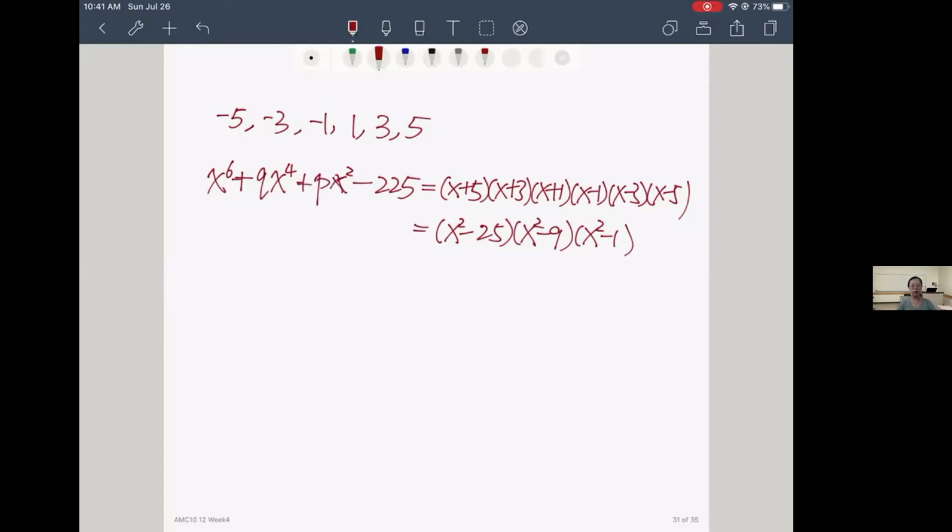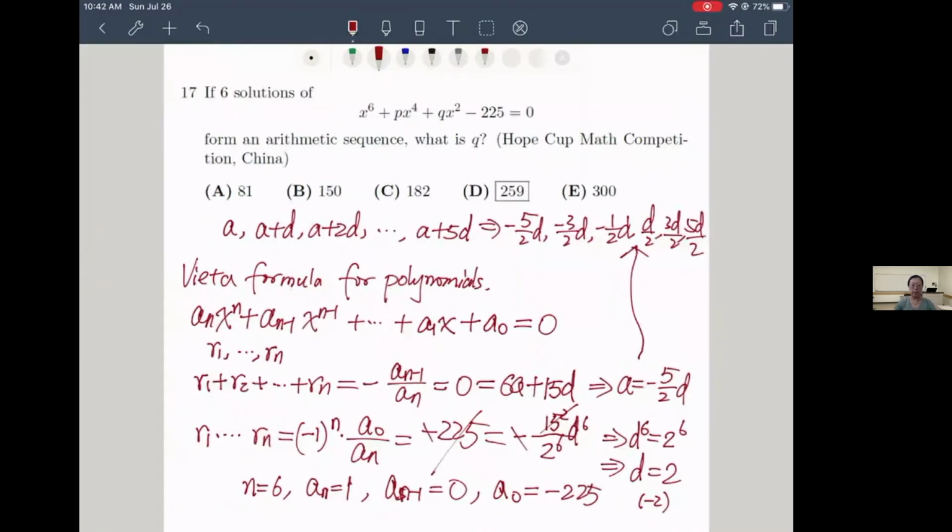We are looking at the coefficient of x squared, which is p. So how can you get x squared? Each time you only choose x squared from one item, and for the other two you need to choose constants. So p equals 25 times 9, if you choose x squared from the last item, plus the same if you choose x squared from the second item, plus the same if you choose x squared from the first item. This gives you 259. The answer is D.